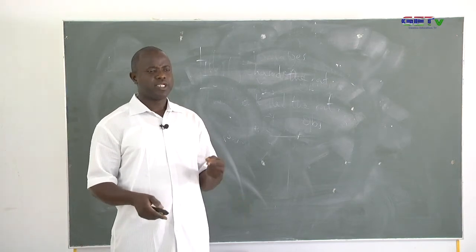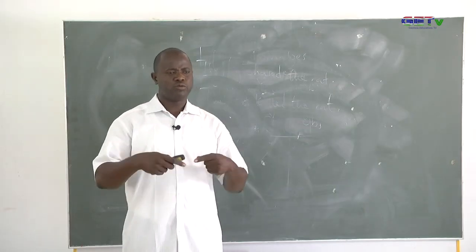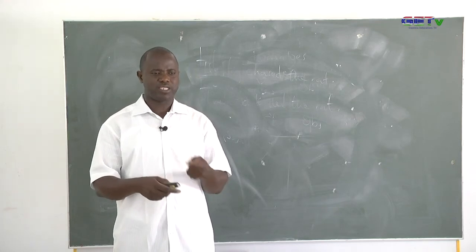So we said, the two boys are friends. If we had said, the two boys are, we wouldn't understand the sentence. In this case, the sentence would need a complement. So what do we say? The two boys are friends. So here, friends becomes the complement. So you are told that a complement usually comes after an auxiliary verb.